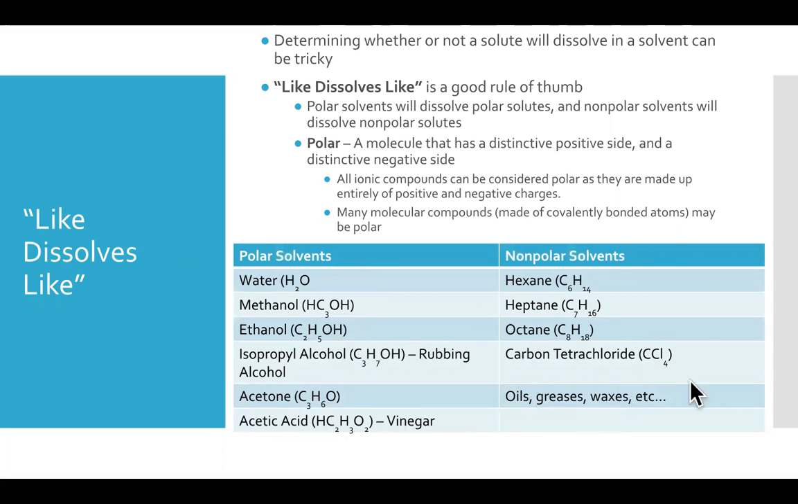And then here are non-polar solvents like hexane, heptane, octane. These are essentially things that you found in gasoline, carbon tetrachloride, oils, greases, waxes. Those are non-polar. So if you remember last video, I talked about oil and water being immiscible. In other words, you can't dissolve them in each other. That's because water is polar and oil is non-polar.